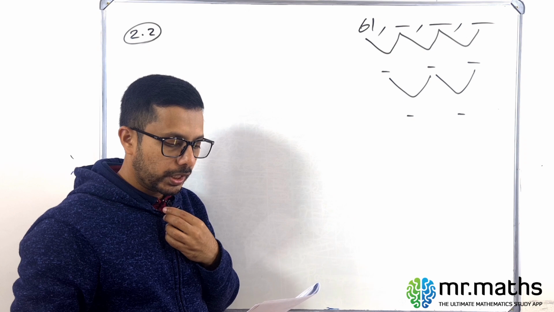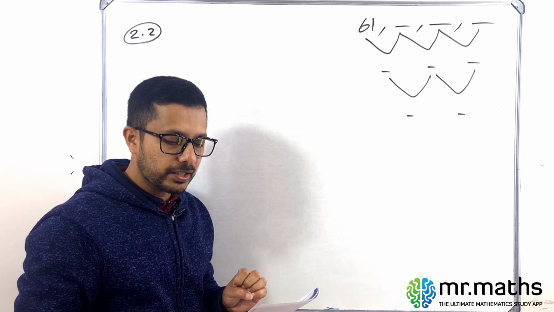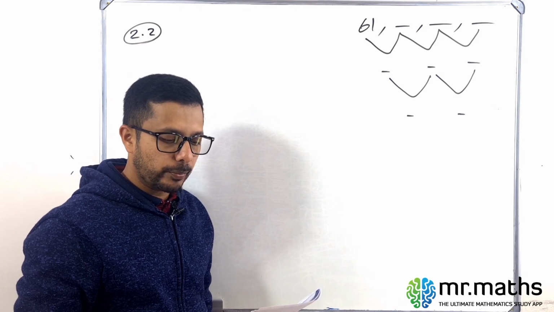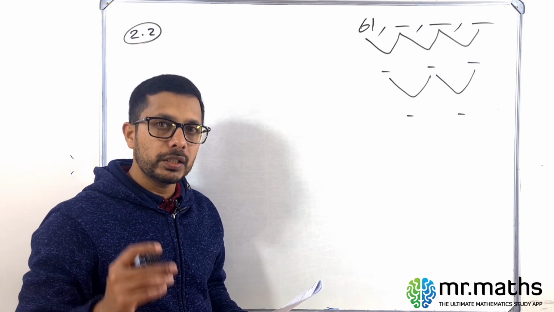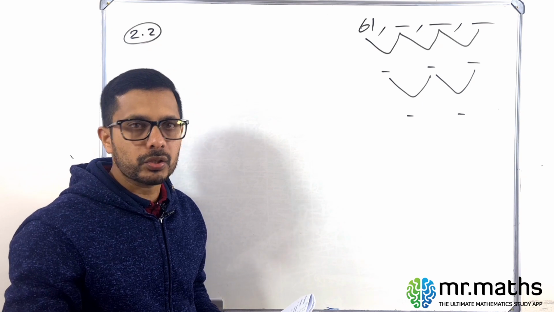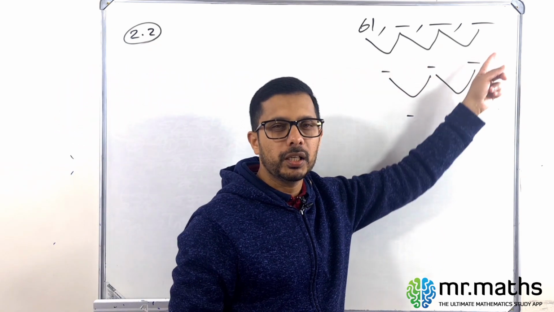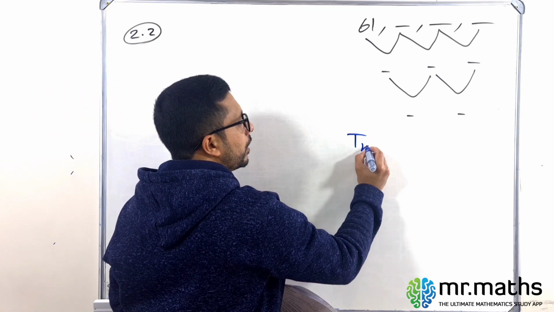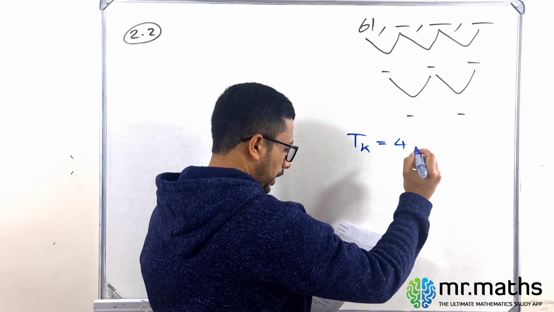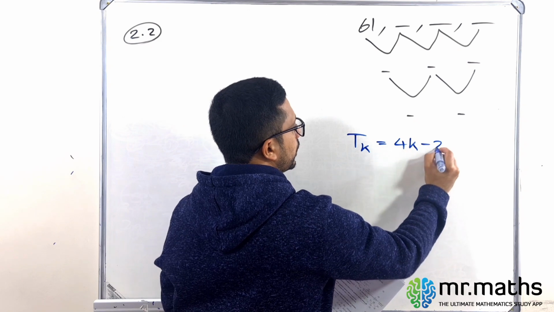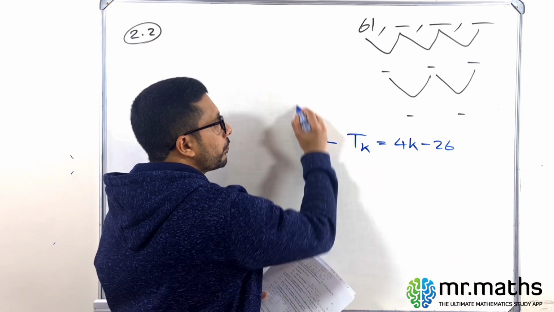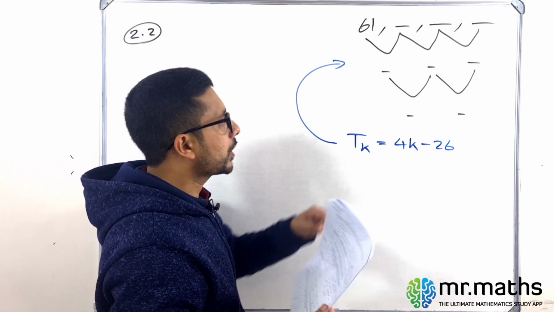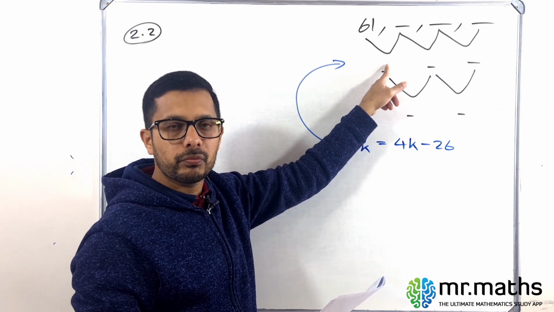Tk is equal to 4k minus 26 forms the first difference of the quadratic number pattern. This is the first difference. There is a general equation given like this, Tk is equal to 4k minus 26. This one forms the first difference. Do you understand? So for the first difference, first term, how can I find it?